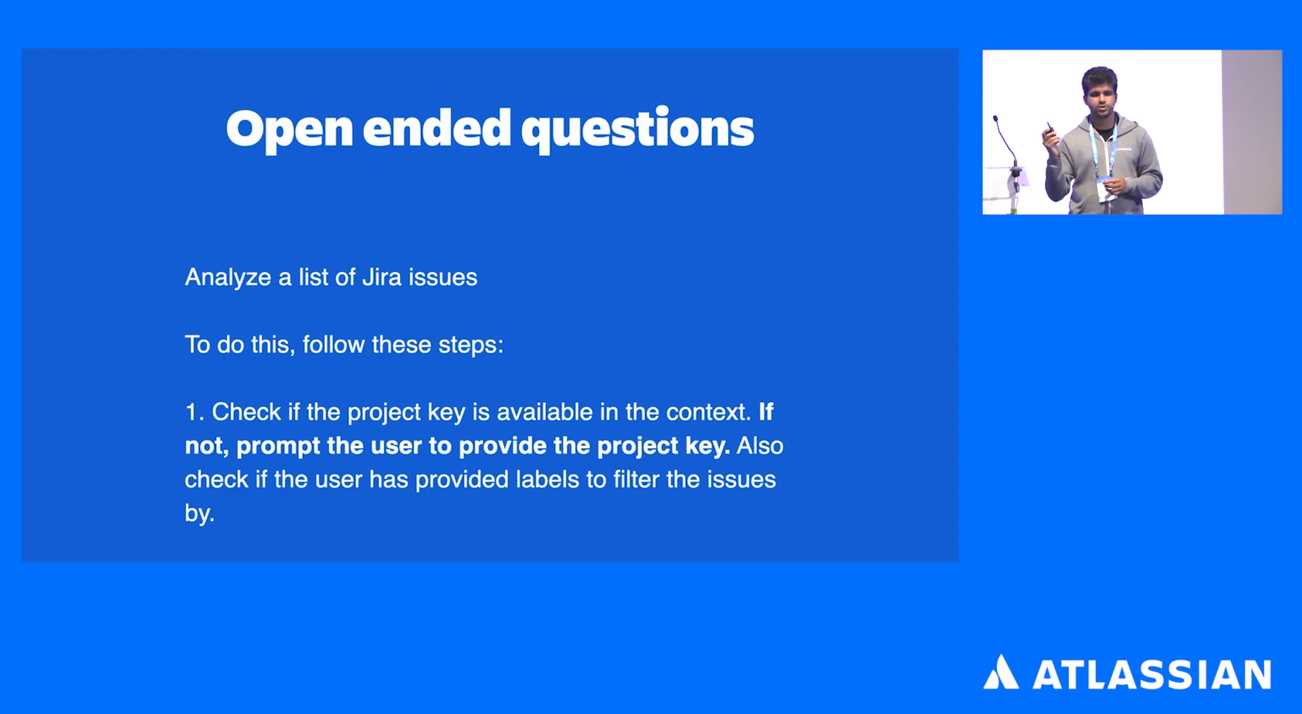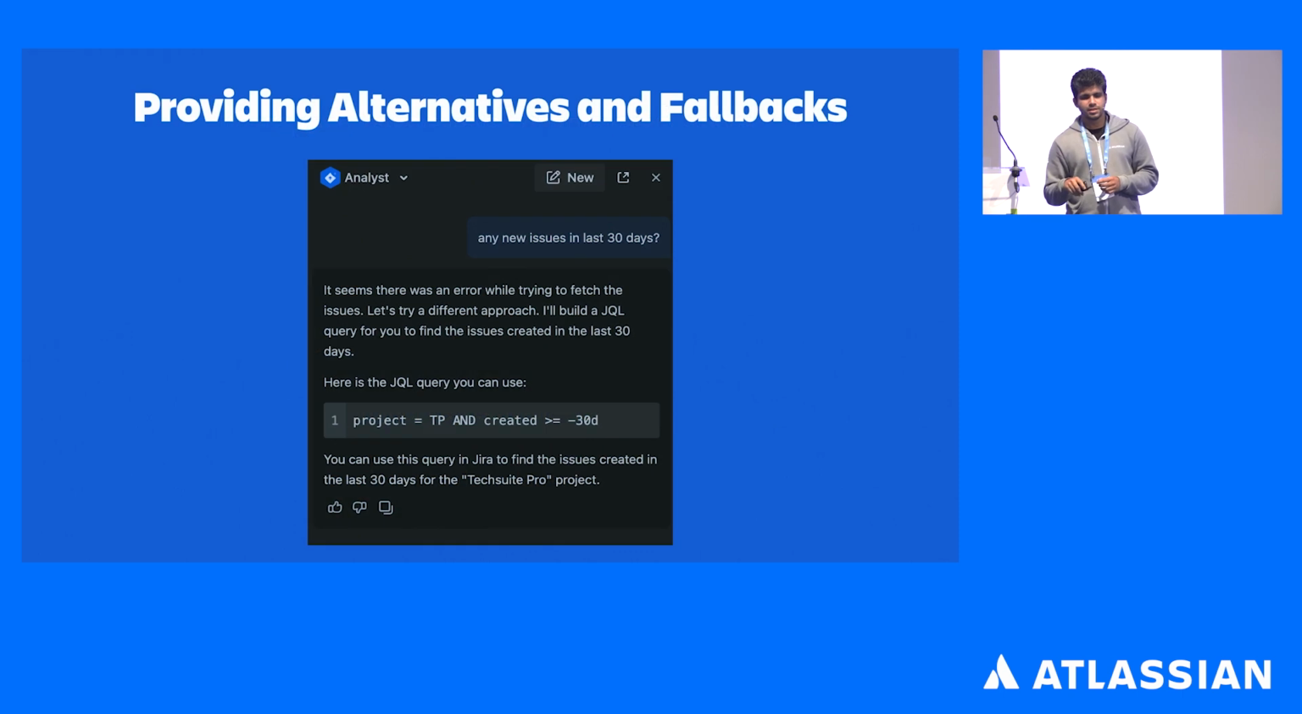All right, let's take a look at another example. With this same analyst agent, one day I was just experimenting, and I thought, let me ask it something it's not capable of doing and see how it responds. This particular agent doesn't have access to the date-related data for each of those issues. And that's why I asked the question, okay, any new issues in the last 30 days?